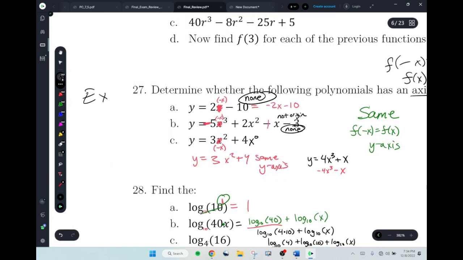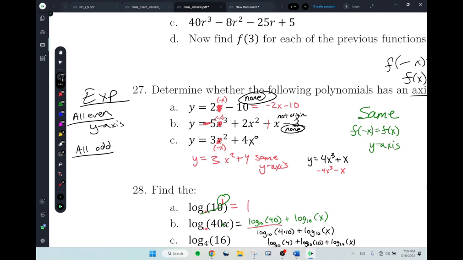You look at the exponents, and if the exponents are all even, it's y-axis. All odd, it's not x-axis. That's not a thing. It's origin. Mixed, none. That's kind of how you can do it without plugging anything in. You look at the exponents.